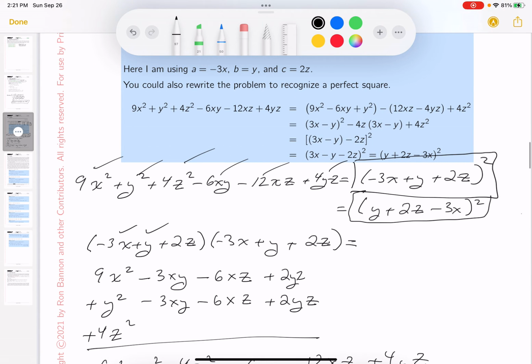What I'm going to do is write this on the side for you: minus 3x plus y plus 2z. I could also write this as minus 1 times 3x minus y minus 2z, and then I'll square it. What's interesting is that if you square the minus 1, you get 1. So this really turns out to be the same thing as 3x minus y minus 2z quantity squared. This answer is also being listed for you, all right?